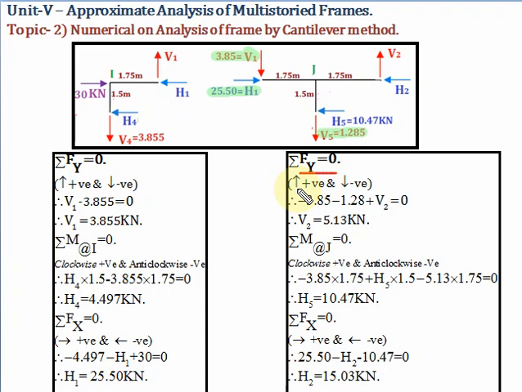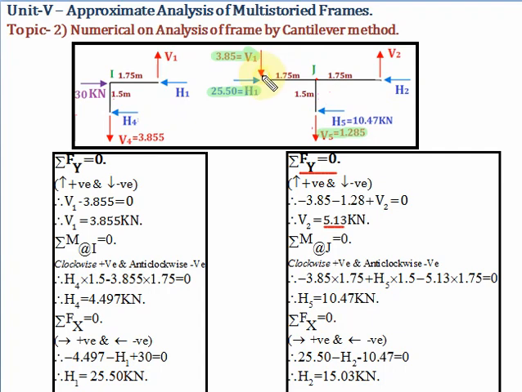If the force is acting upward, positive; if the force is acting downward, negative. V1 is acting downward, so minus 3.85. Then V5 acting downward, minus 1.28, and V2 acting upward. From this we'll get the value of V2 as 5.13 kilonewton. Now taking moment at G equal to 0.